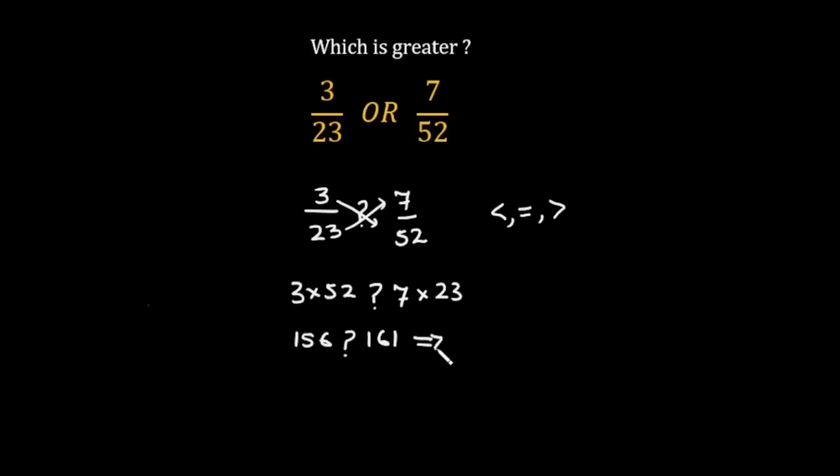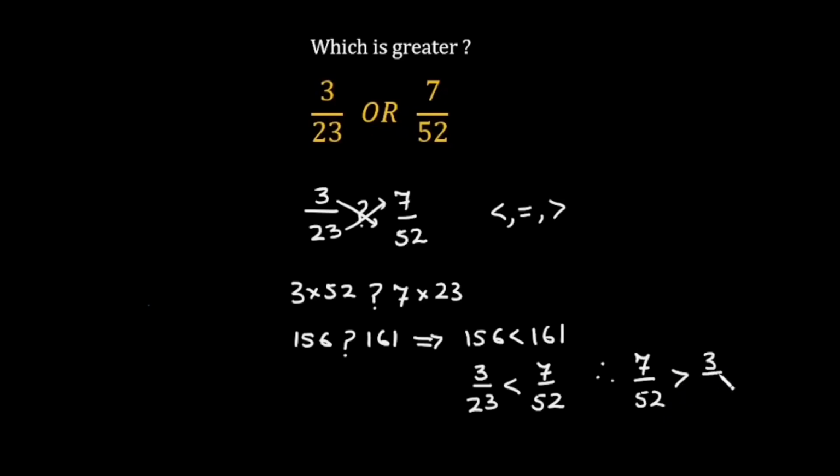So this implies that 156 is less than 161. So 3 over 23 is less than 7 over 52. Therefore, 7 over 52 is greater than 3 over 23. Therefore, 7 over 52 is the greatest fraction.